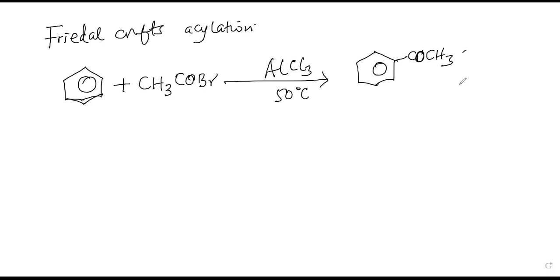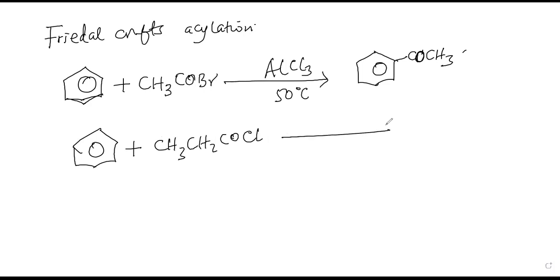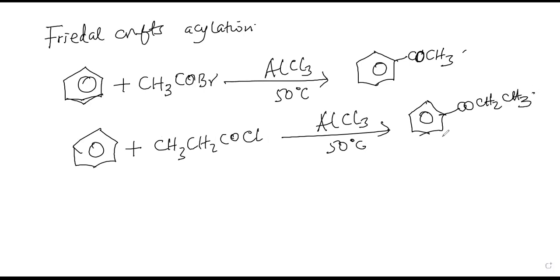All right. So even if you have benzene plus CH3CH2COCl, aluminum chloride at 50 degrees Celsius, here I can still form COCH2CH3. That is as far as Friedel-Crafts is concerned.